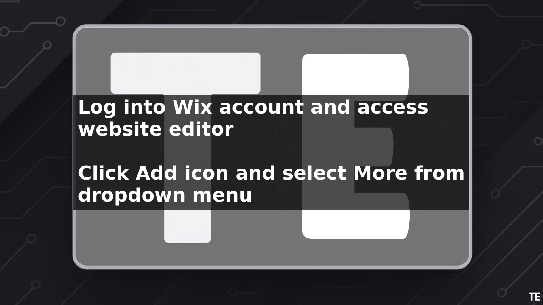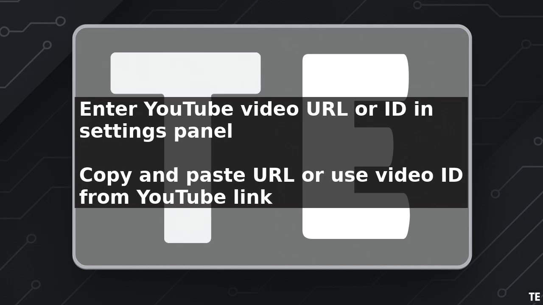This will open a settings panel where you can enter the YouTube video URL or ID. Copy the URL of the YouTube video you want to embed and paste it into the settings panel. Alternatively, you can also use the video ID, which is the part of the URL that comes after v equals. For example, if the URL is https://www.youtube.com/watch?v=videoID, then the video ID is videoID.